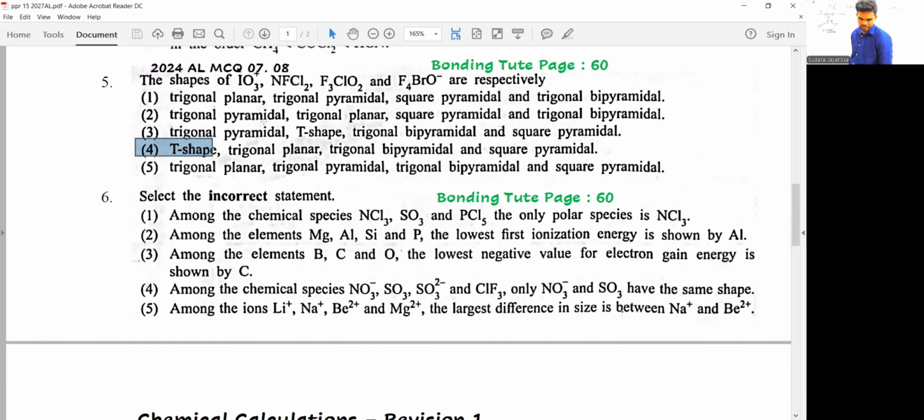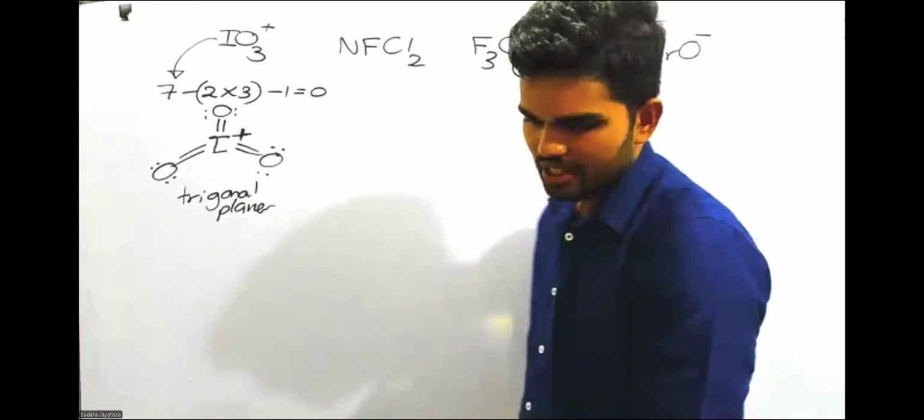If you check the next one, the answer is trigonal pyramidal. The next says trigonal planar. The 3rd answer says T-shape. And the 5th answer says trigonal pyramidal. So if you draw the 2nd molecule, you can eliminate more answers. No? So therefore, let's try to draw the 2nd.